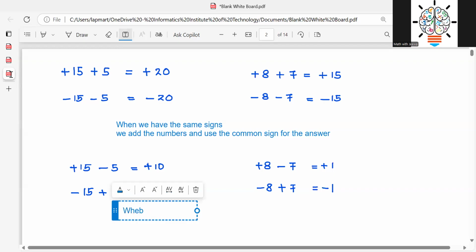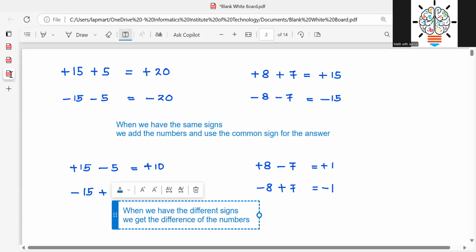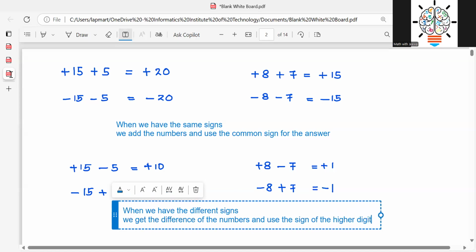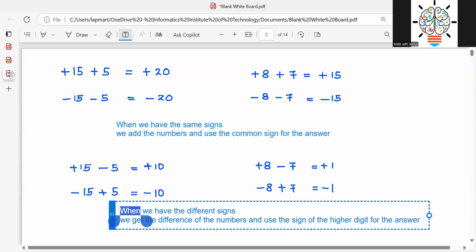When we have different signs, what we do, we get the difference of the numbers and use the sign of the higher digit for the answer, right?